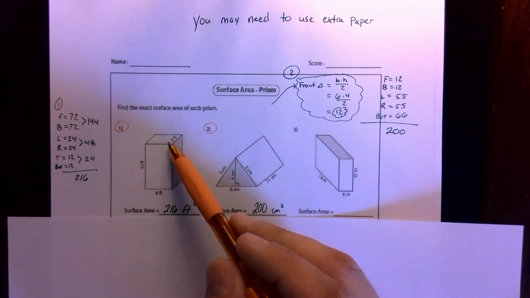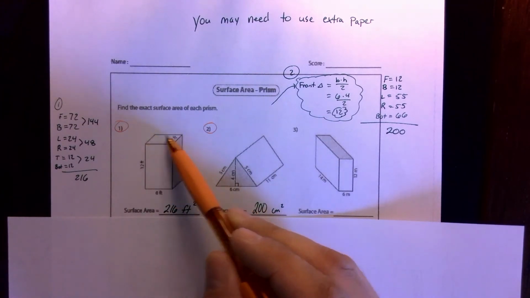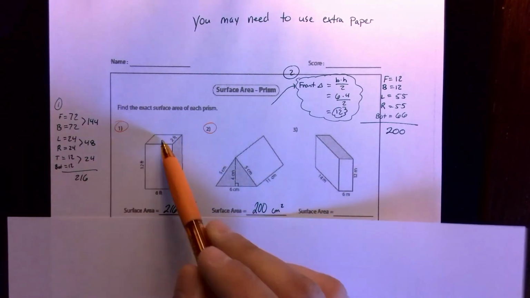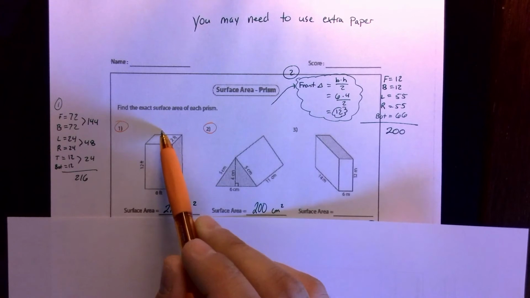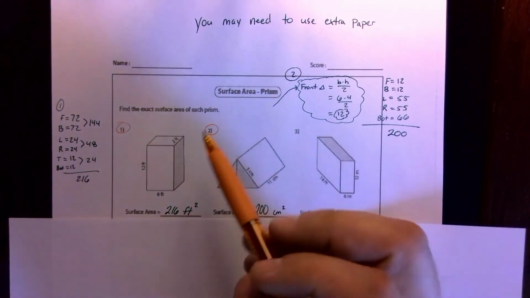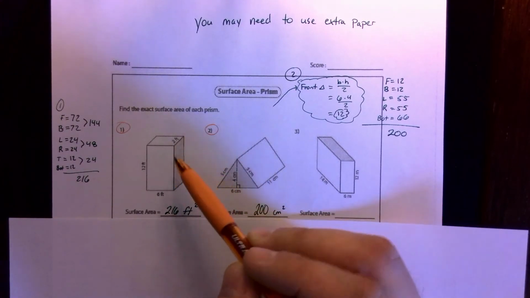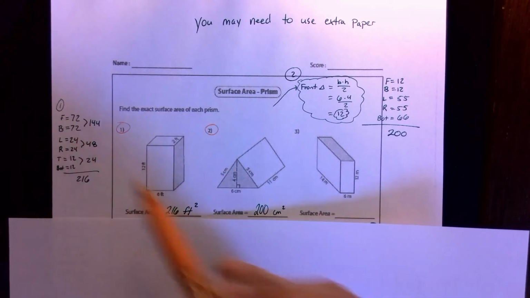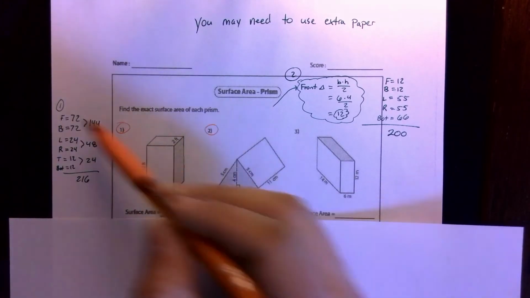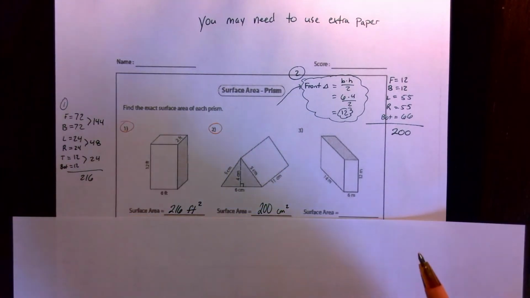Number 1's a rectangular prism, so each side, each face is going to be a rectangle. So the top, you can see T here is 12 because it would have been 6 by 2. 6 times 2 is 12, so top and bottom are 12. Okay. The left and right are 2 by 12. 2 times 12 is 24, so the left and the right were both 24. And the front and the back were 12 by 6. 12 times 6 is 72. So there's your 72s. I add them all up and I get 216 feet squared.